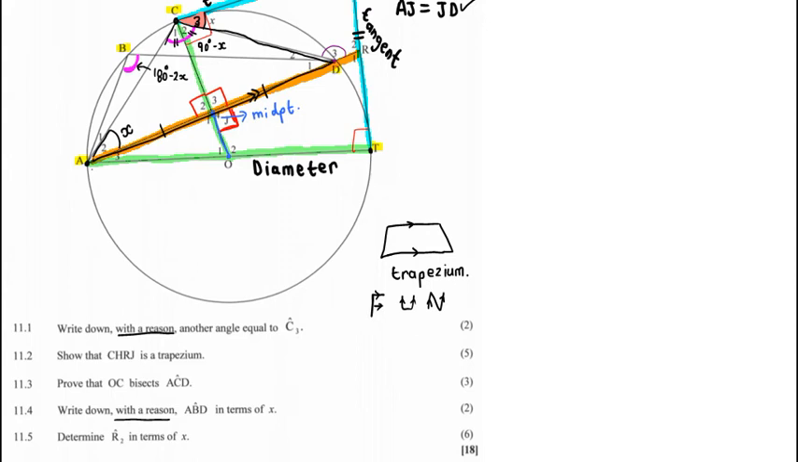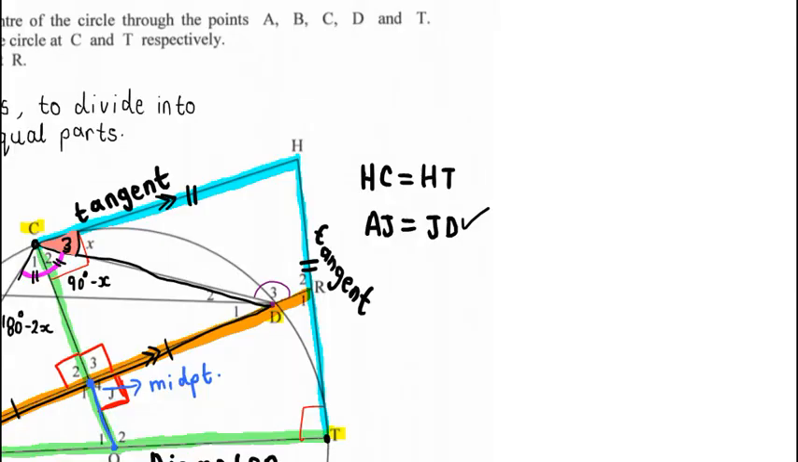Right, so then our last question is to determine angle R2 in terms of x. Right, so we need to find where angle R2 is. Right, so here is angle R2, this angle over here. Right, so we need to find that angle now in terms of x. Right, so we need to figure out what this angle is connected to.